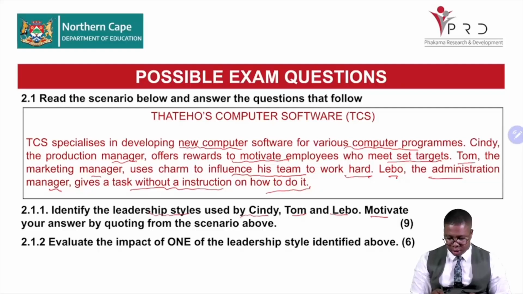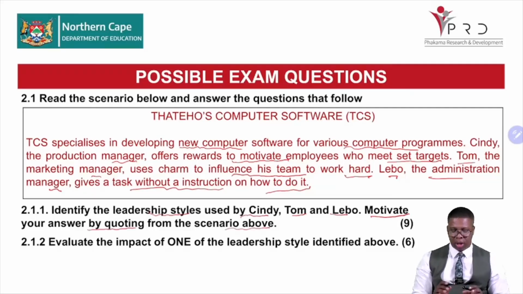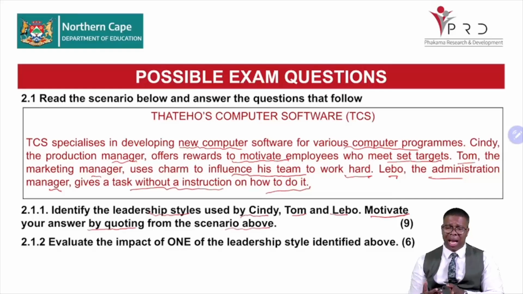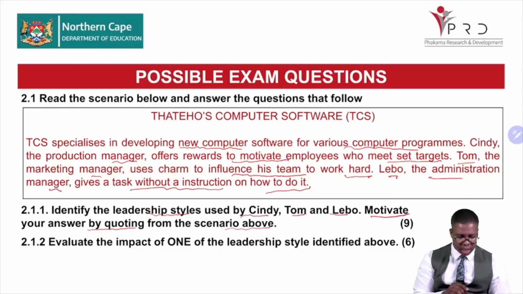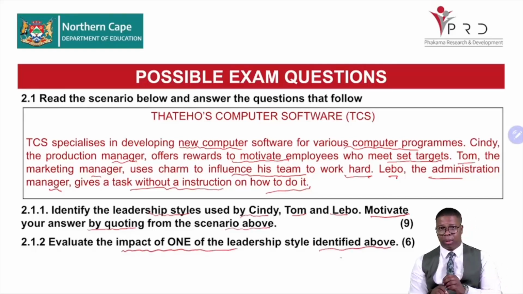Motivate as well your answer by quoting from the scenario above. So you're going to look into the scenario, check these three individuals and check which leadership styles they are applying in their different departments. And then 2.1.2 will require of you to evaluate the impact of one of the leadership styles identified above for 6 marks. So that is how you should apply it now.